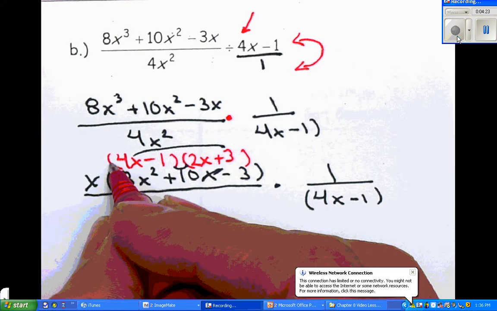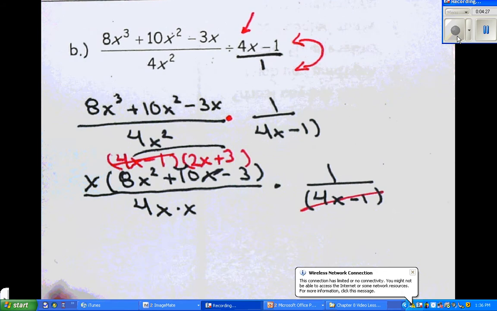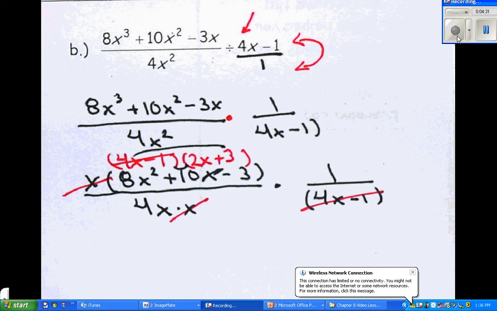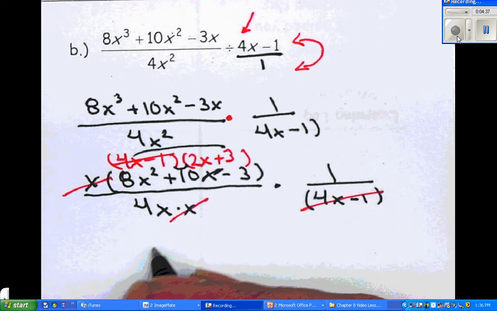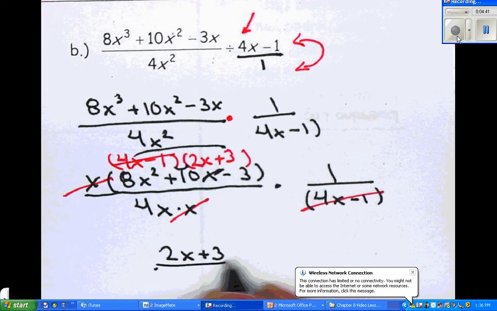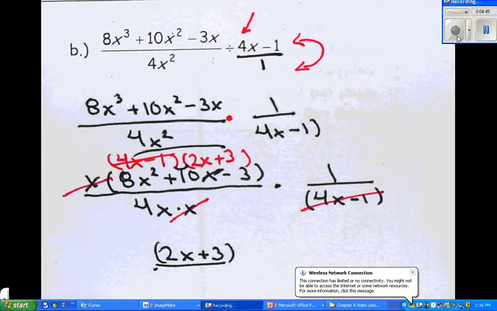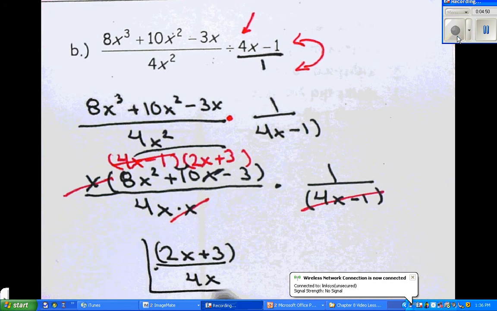The 4x minus 1 cancels with the 4x minus 1. And in this case, this x cancels with one of the x's. And that's the reason that I wrote it down as 4xx. On top, we have the 2x plus 3 times 1, but we don't need the 1. If you want to place it above, on the side, it's fine. On the denominator, we have 4x. And that's it.